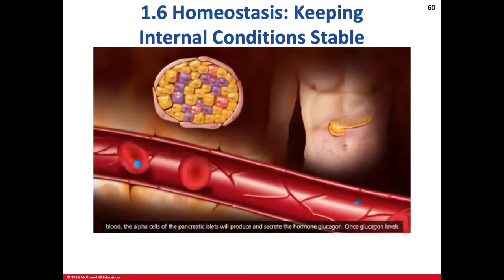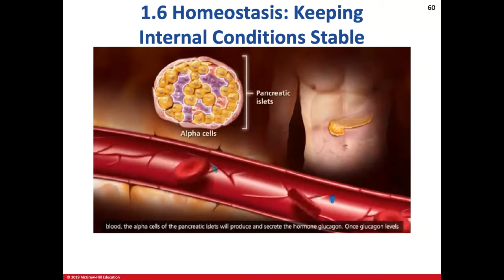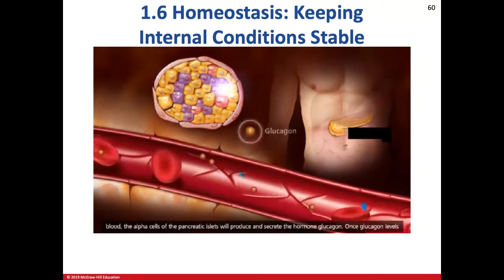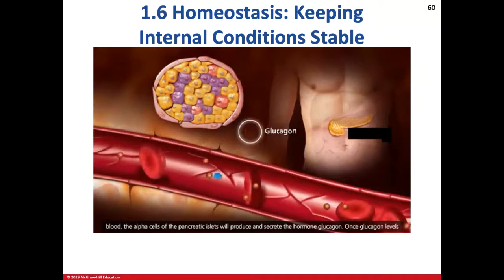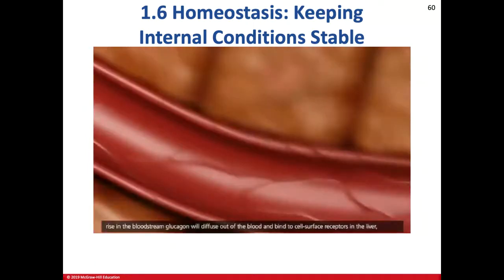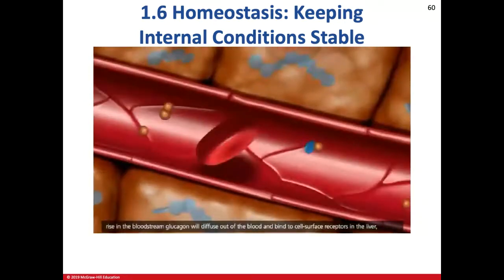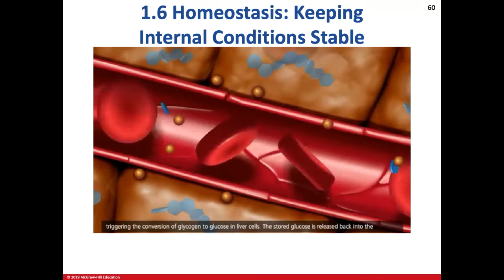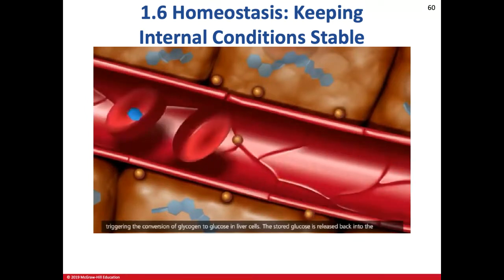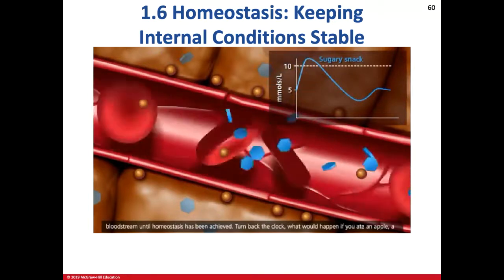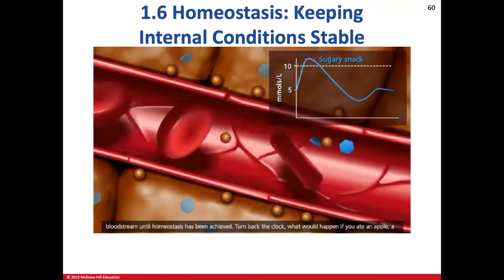In response to glucose-deficient blood, the alpha cells of the pancreatic islets will produce and secrete the hormone glucagon. Once glucagon levels rise in the bloodstream, glucagon will diffuse out of the blood and bind to cell surface receptors in the liver, triggering the conversion of glycogen to glucose in liver cells. The stored glucose is released back into the bloodstream until homeostasis has been achieved.